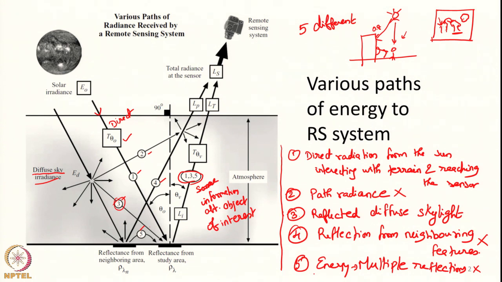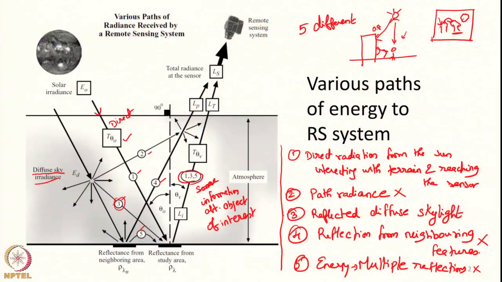And also path 4, that is the signals from neighboring features. If it happens in remote sensing, we cannot do anything about it. Normally when we do our various applications, if our images contain signals from neighboring features, neighboring pixels, we have to use them judiciously. So that is inbuilt within the system, we cannot do much about path 4. We can say it is inbuilt in the system, we can leave it.